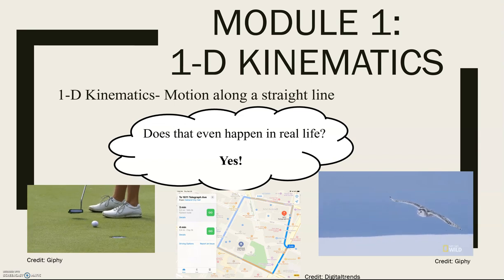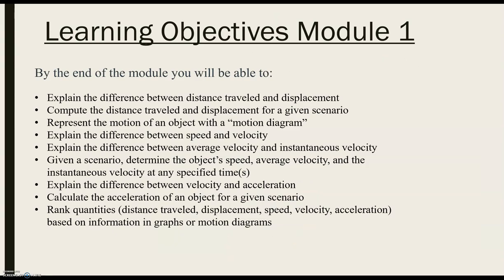And so as you're going through the module and as you're learning these concepts that are involved with one-dimensional kinematics, start to look around you and try and relate those concepts to things that you see and that you've experienced in your everyday life, to give it a little more context and make it more concrete as well. So here I have the learning objectives listed for Module 1.